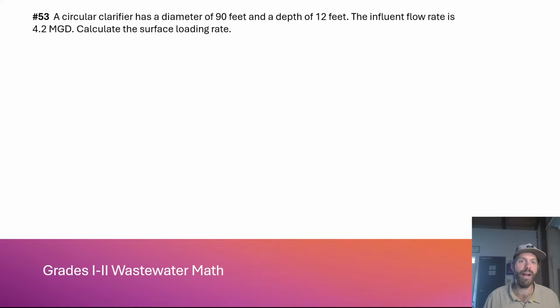A circular clarifier has a diameter of 90 feet and a depth of 12 feet. The influent flow rate is 4.2 mgd. Calculate the surface loading rate.